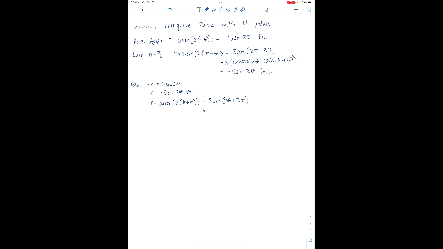Use our trig identity. We have 5 times sine 2 theta cosine 2 pi plus cosine 2 theta sine 2 pi. So that gives us 5 times sine 2 theta. Once we find out those values, that's our starting equation. So this tells us it's symmetric with respect to the pole.